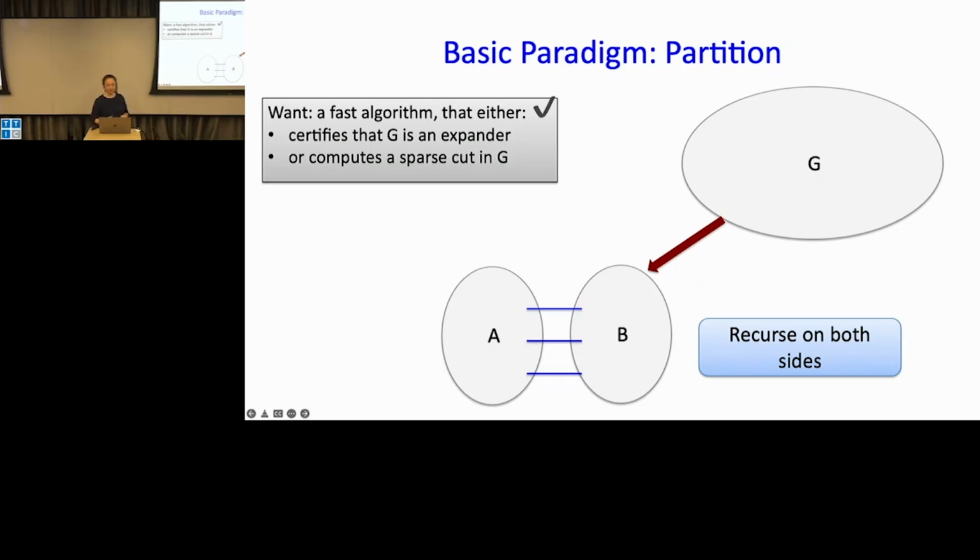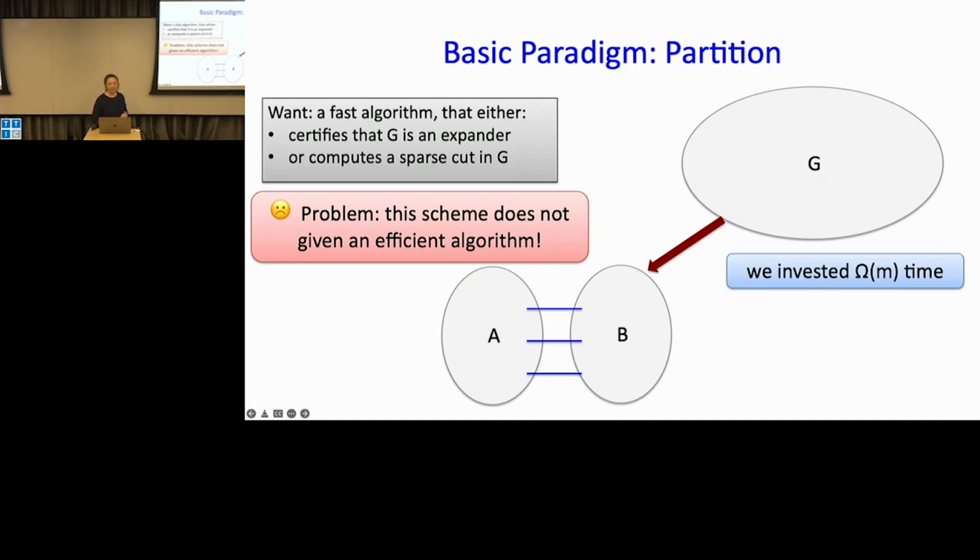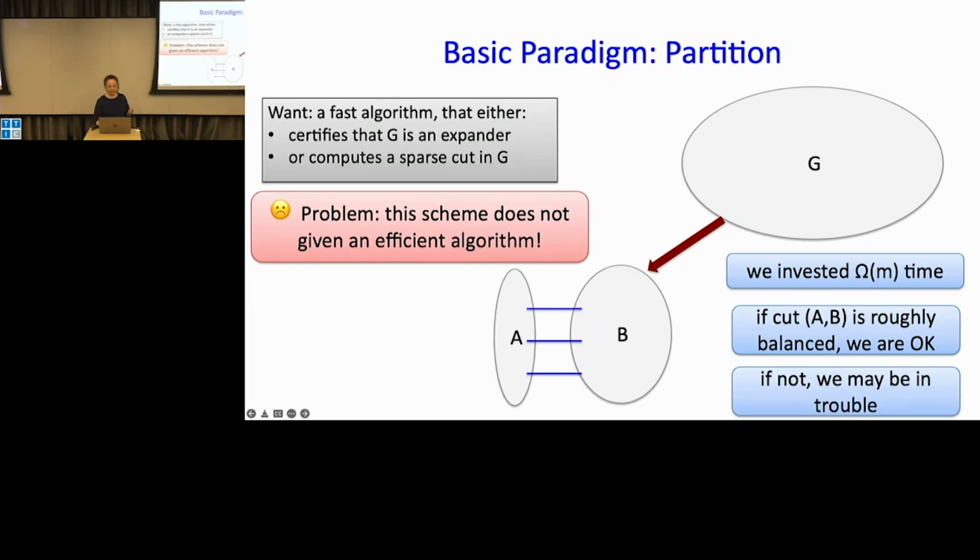Okay, so we do have a subroutine like that, so are we done? As Nati very wisely noticed, no. Because this procedure actually does not lead to an efficient algorithm. So let's see why. In the first iteration, we already invested Omega(m) time, the size of G, and we computed this sparse cut. Now, if the sparse cut is roughly balanced, so each one of the sides contains, let's say, half of the edges of G, then we are happy, because we got a cluster that is significantly smaller and we can continue. But what happens if this cut is very lopsided?